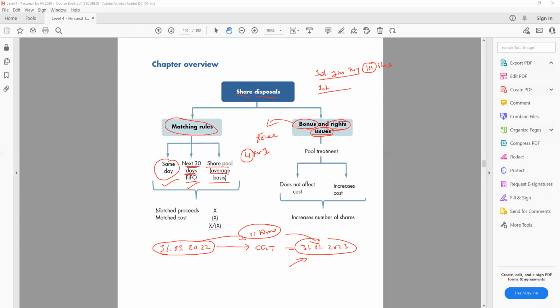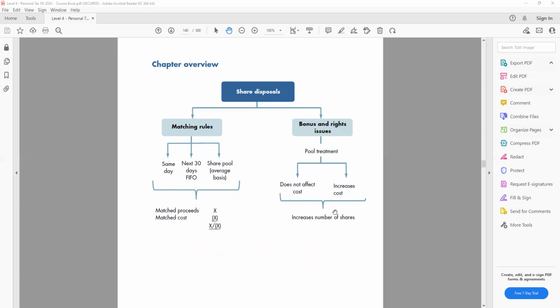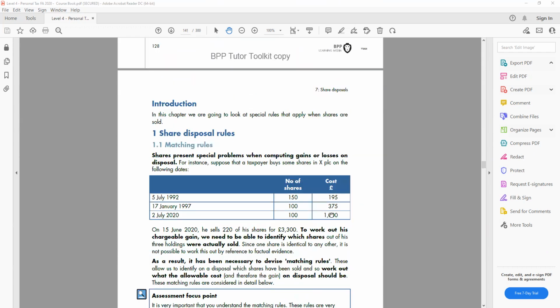Then we get the matched proceeds, how much we sold it for, and the matched cost, and that will give us the gain or loss. You're going to see that from this question. Then we have the pool treatment. It does not affect the cost, or increases the cost, depending, and increases the number of shares. You're going to see how it works for the bonus and rights issue. It's not a big deal. We just need to remember that if there is a bonus issue, there is no cost increase. If there is a rights issue, the cost is increased, but a little bit less.